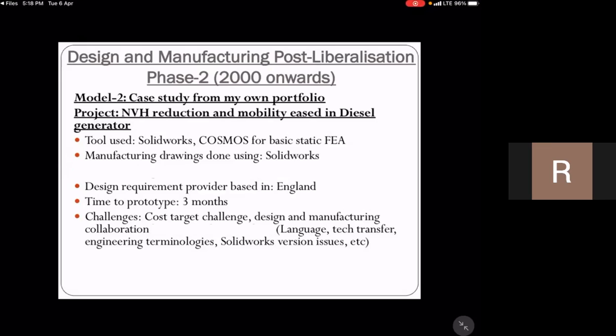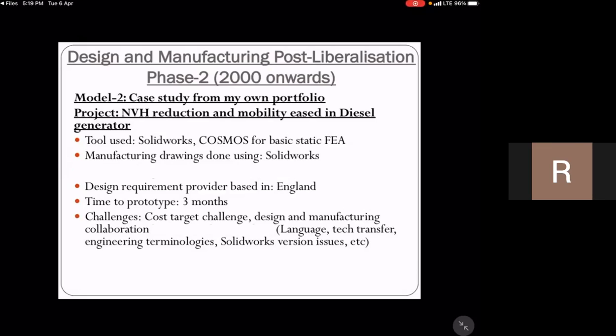Here, static FEA was required. We used Cosmos for that. The time to prototype was 3 months. The challenges which I faced were mainly the cost to target challenge, because this was for a low income group of customers. The changes which I had to make shouldn't cost that much. So we had to keep that in mind while introducing parts. Even though we reduced noise, vibration, and harshness, there still had to be a cost target to be met. We couldn't use some technologies which were available at that time, which would shoot up the price.